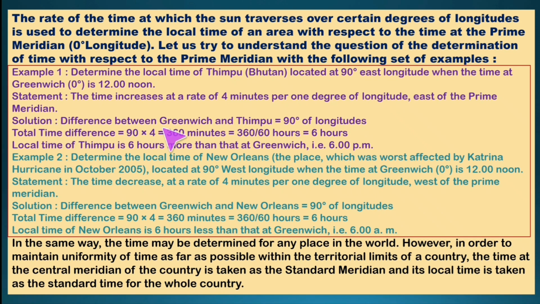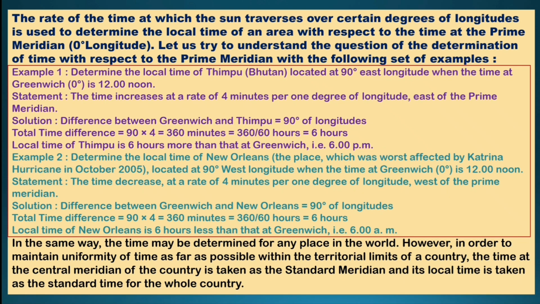Solution. The difference between Greenwich and Thimphu is equal to 90 degrees of longitude. Total time difference is 90 into 4, that is equal to 360 minutes. When we convert that into hours, 360 divided by 60, that is equal to 6 hours. Local time of Thimphu is 6 hours more than at Greenwich, that is 6 p.m.